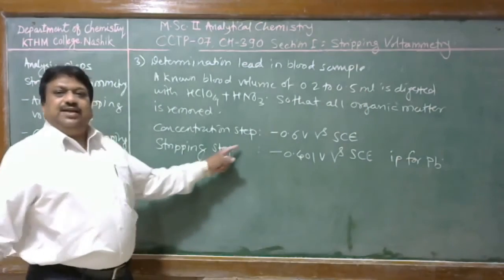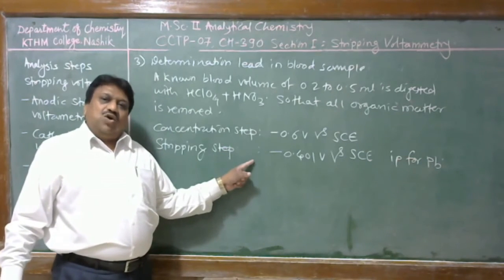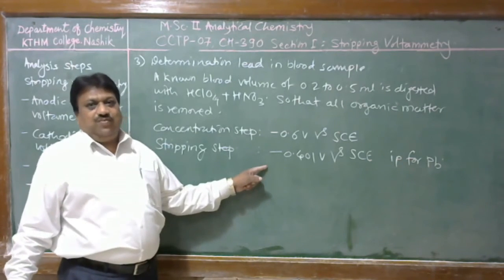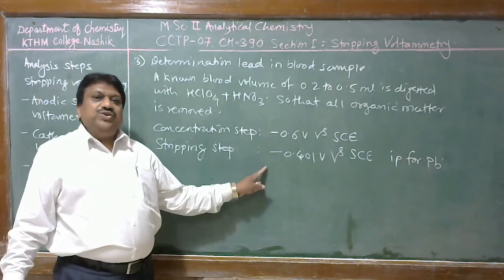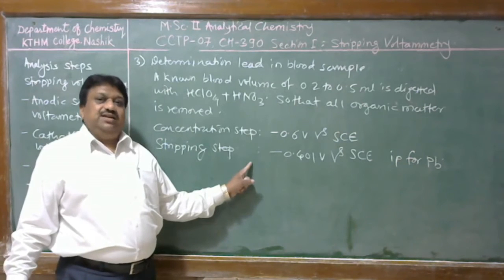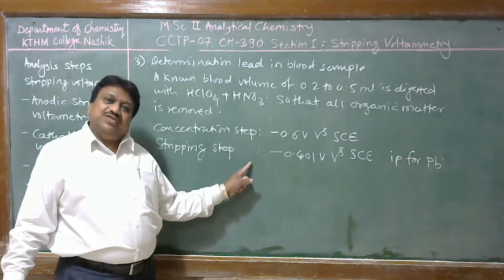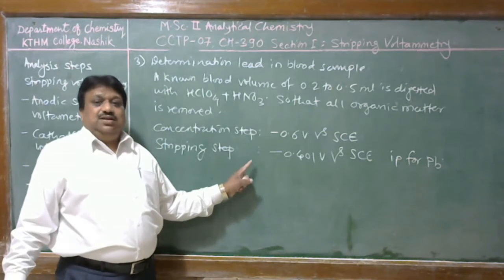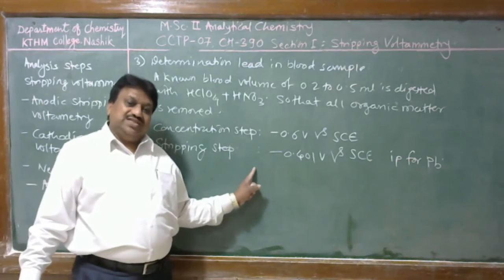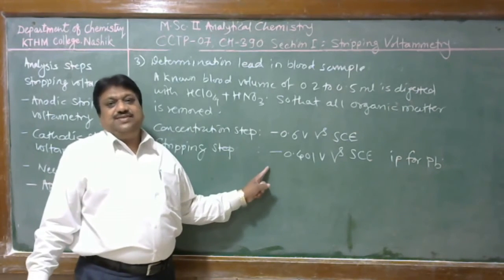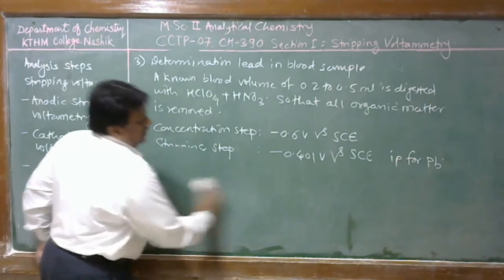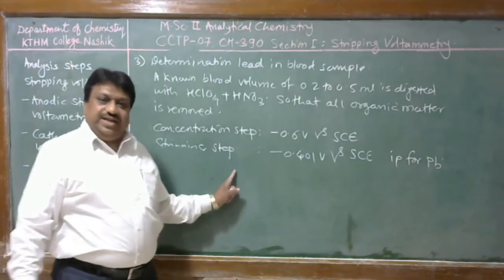Therefore, here the peak current for the sample and the peak current of the standard are matched for determination of trace concentration of lead in the blood sample. We know that stripping voltammetry has a very low detection limit. It measures concentration up to 10⁻⁹ moles. Therefore, a very small amount of metal ion, those that are reversibly oxidized or reduced, can be measured by this stripping voltammetry. Students, this is all about the different types of applications of anodic stripping voltammetry.